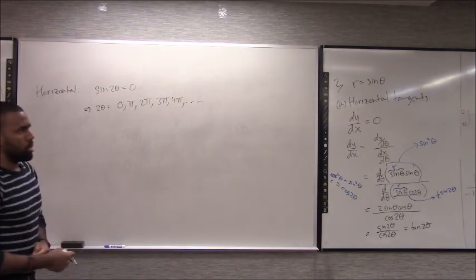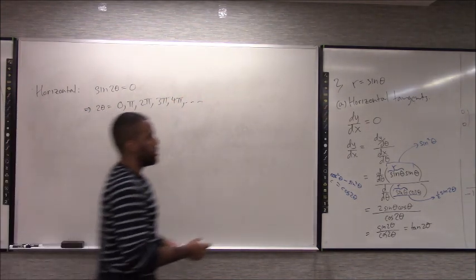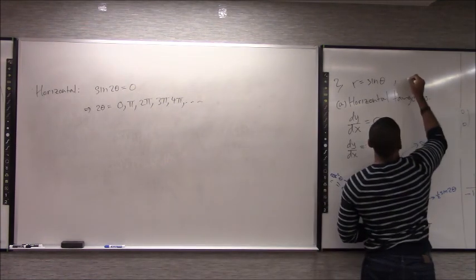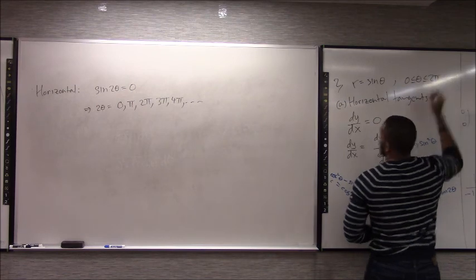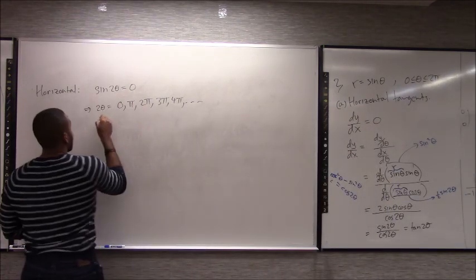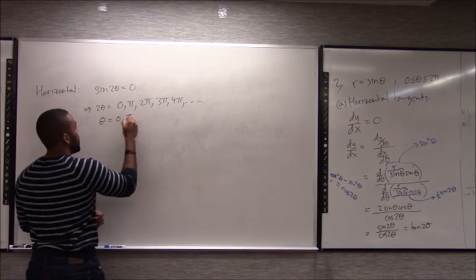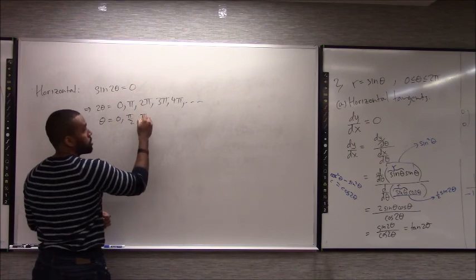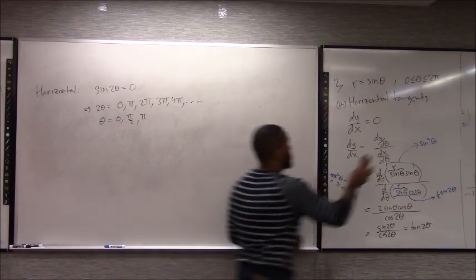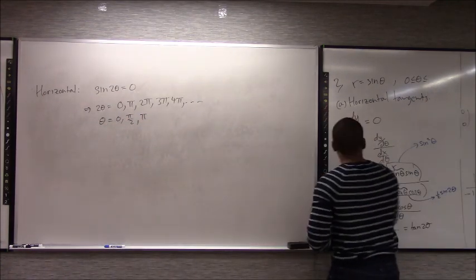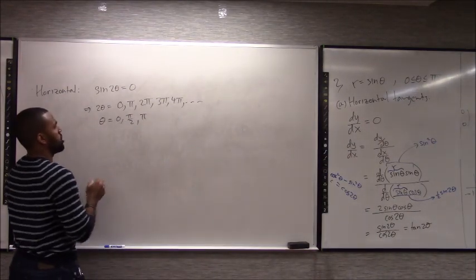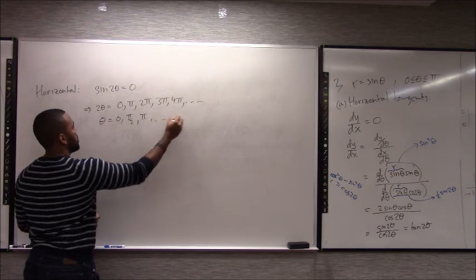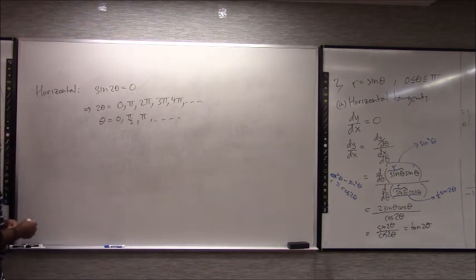I did give a limit here, right? What was the limit? 0 to 2 pi? So my theta could be 0, pi over 2, or pi, since the range is 0 to pi. So those are all the values I need. I don't actually care about the rest of them. So 0, pi over 2, and pi will be where these happen.